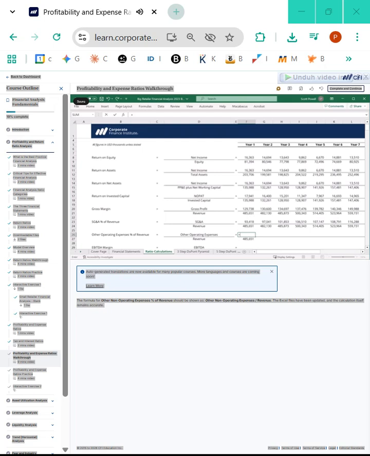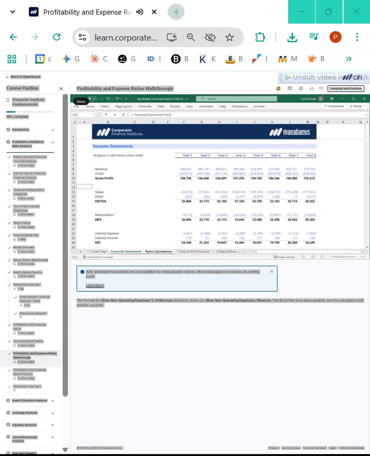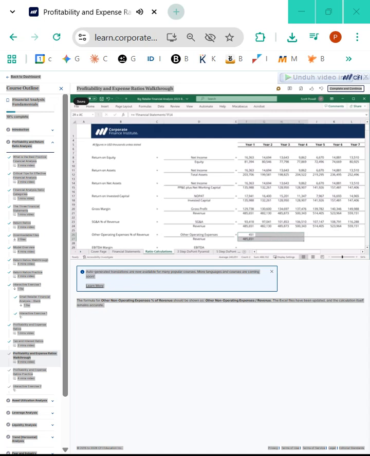I'm going to put a plus and a minus sign because it's going to be an expense that I need to make a positive number. Control page up. There's my other in row 14, 451. Copy that across.